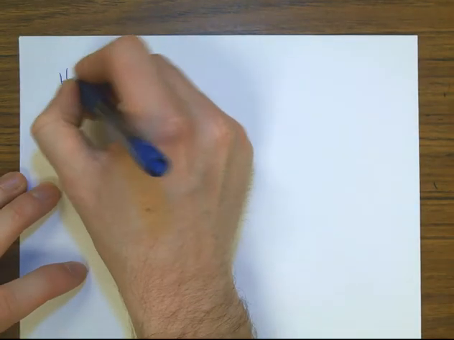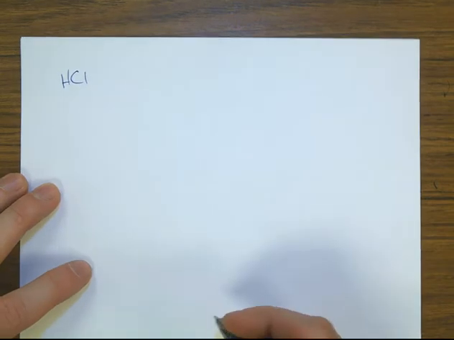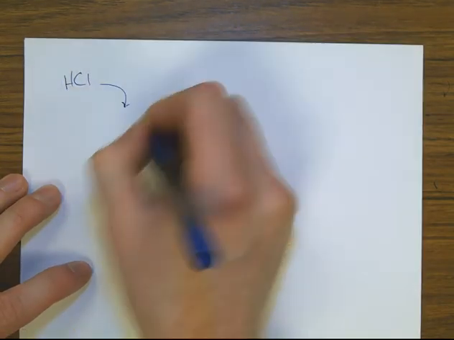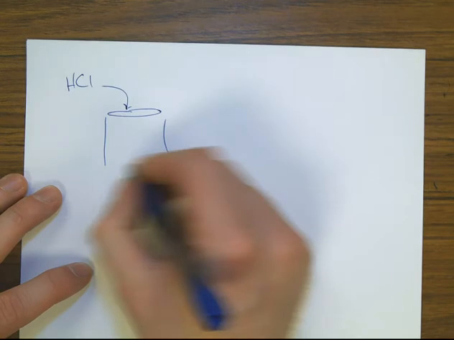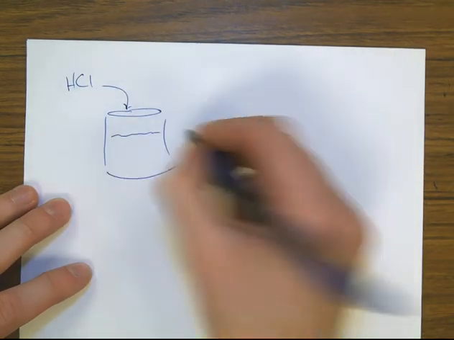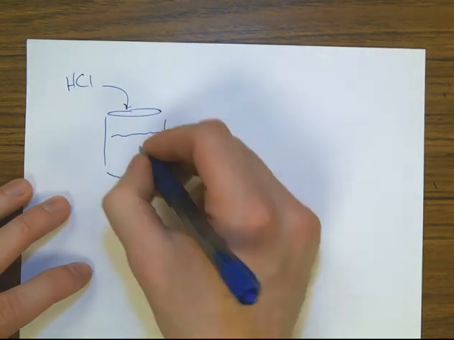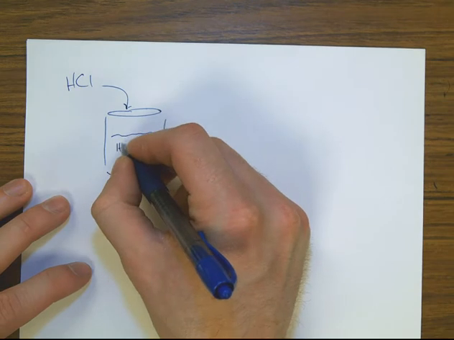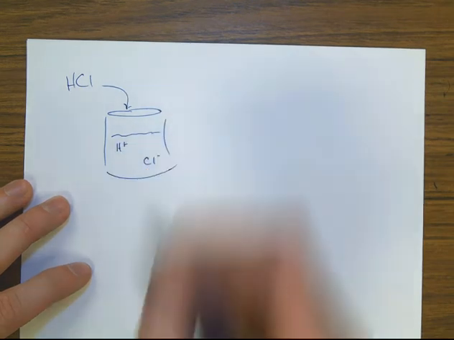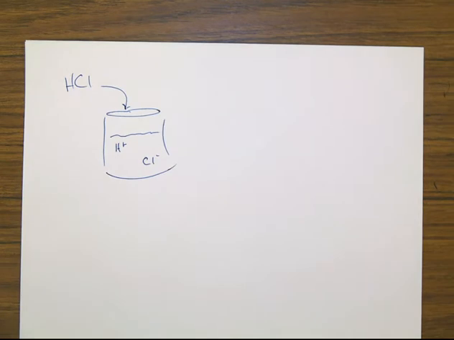Imagine you have a hydrochloric acid molecule, and it drops into a beaker. And this beaker is full of nothing but pure H2O. Well, as soon as that HCl hits the water, it ionizes, which is another way of saying it dissociates. And that's because HCl is a strong acid. It completely ionizes in a solution of water.